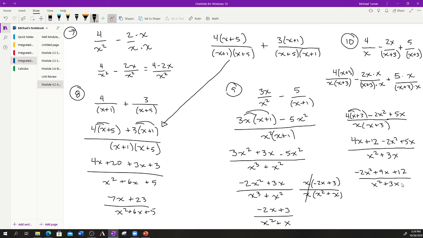As long as you have all the terms with the correct signs, I'm fine with that. However, to have the most correct answer, you want to be going in order of degrees. So notice how the numerator I rearranged. I started with x squared, then the x, and then the constant term.